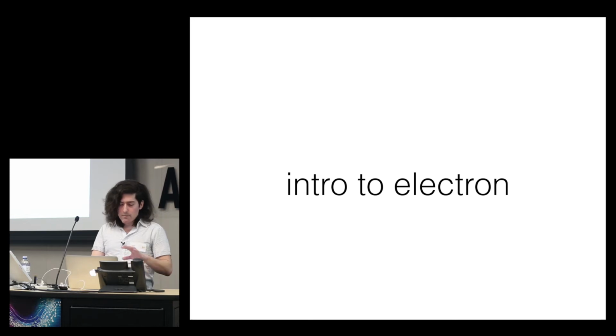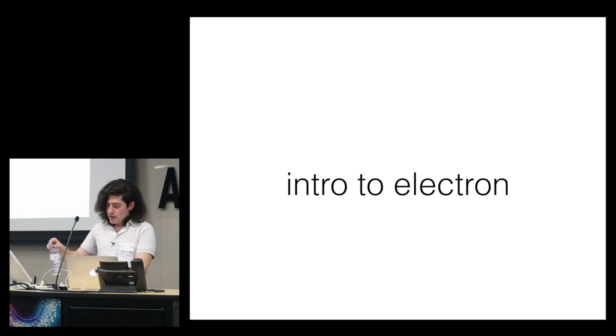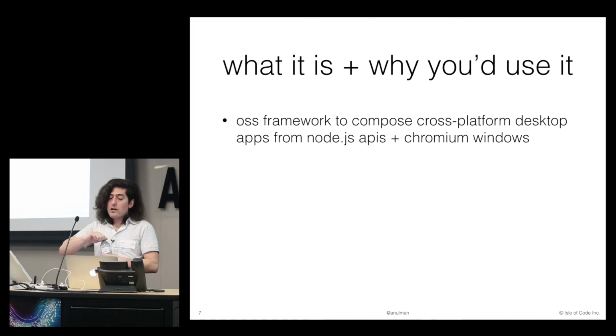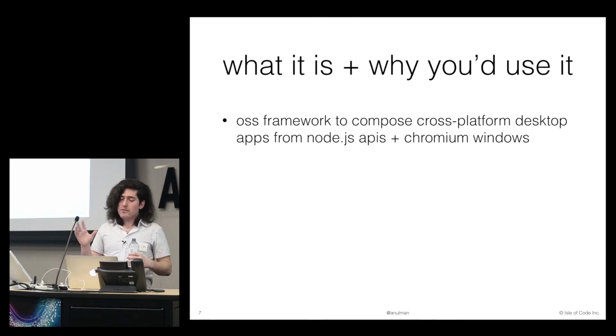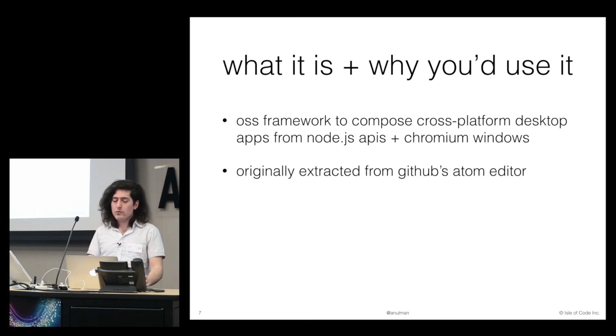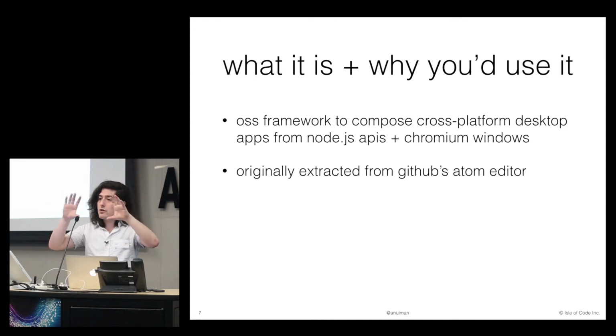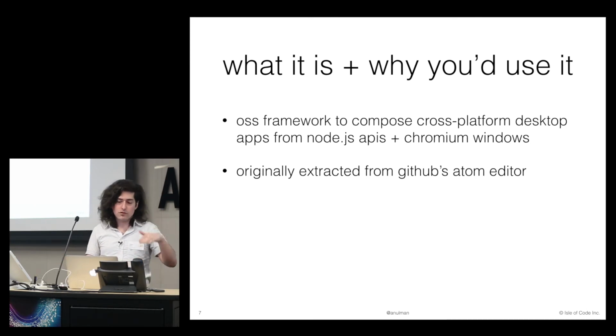So about Electron. Electron is an open source framework that allows you to compose cross-platform desktop apps using Node.js APIs and Chromium windows. We'll come back to this last bit in a second. Electron was originally extracted from GitHub's Atom editor, if you've seen that before, if you use it to code. It's really just running a web process as the GUI. This is why you can do a lot of work extending it with JavaScript or CSS. It's really just turtles all the way down.